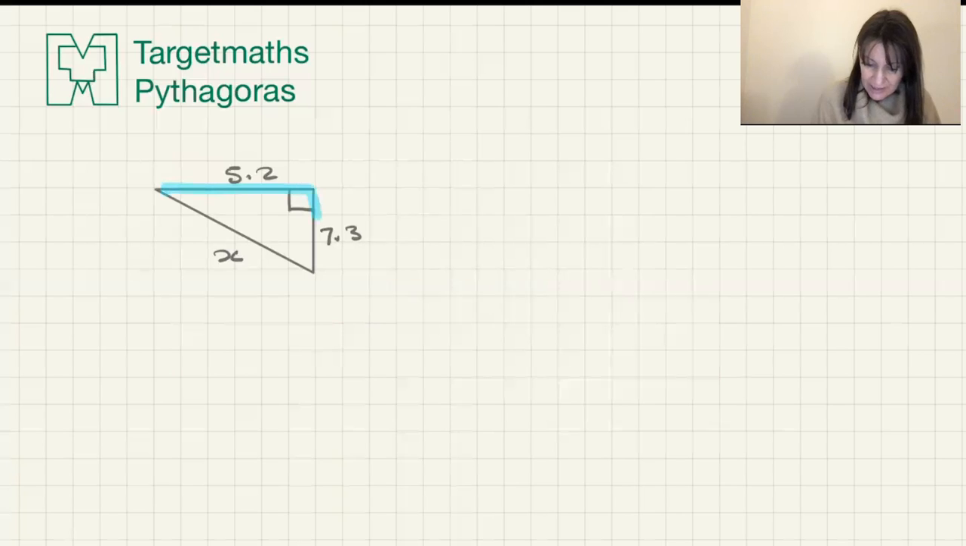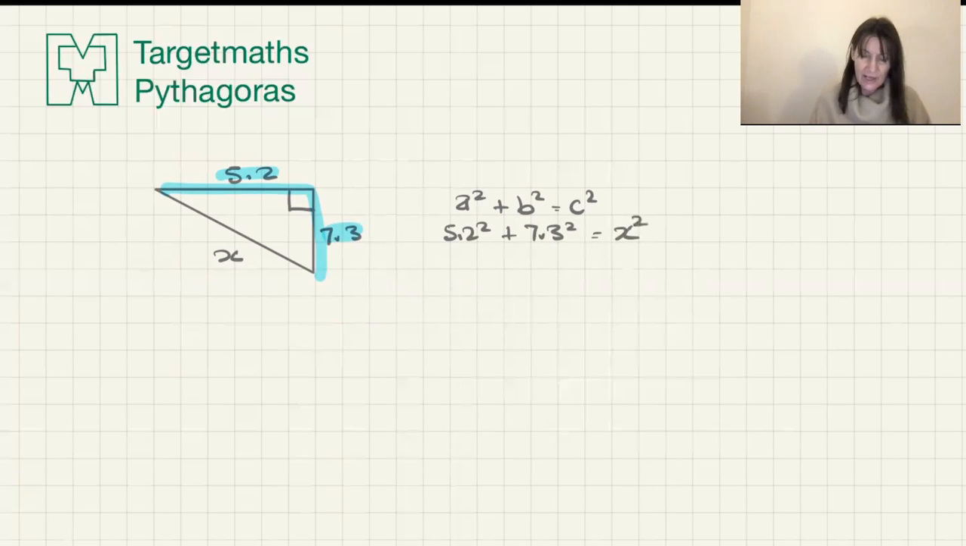Okay, so we've got this edge and this edge. They both have the numbers, so that's good. A squared plus b squared equals c squared. 5.2 squared plus 7.3 squared is equal to x squared. So I've taken the information, I've got it in the right place. Now it's just a case of getting x on its own.